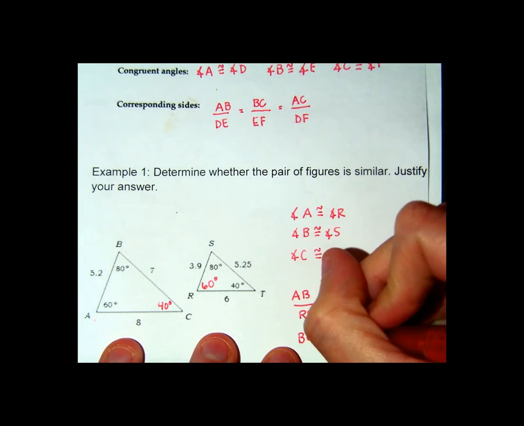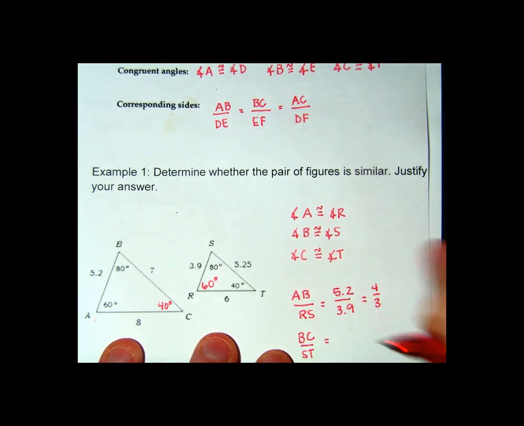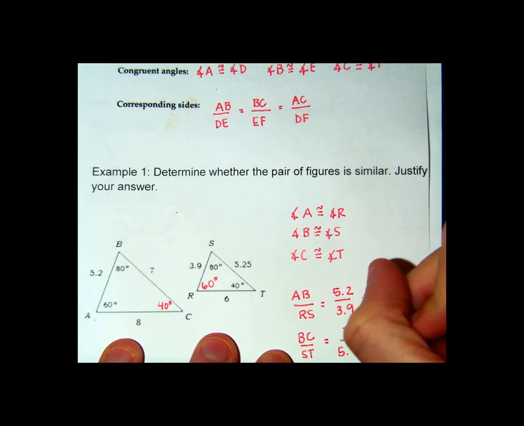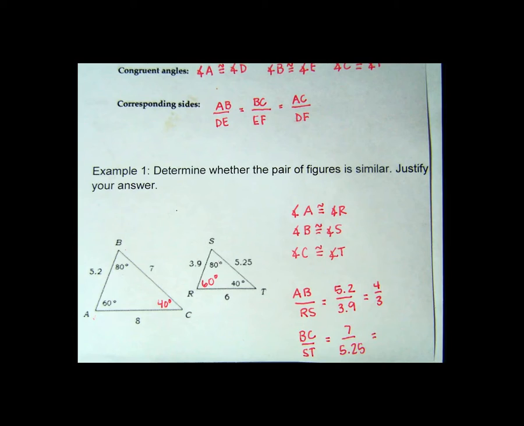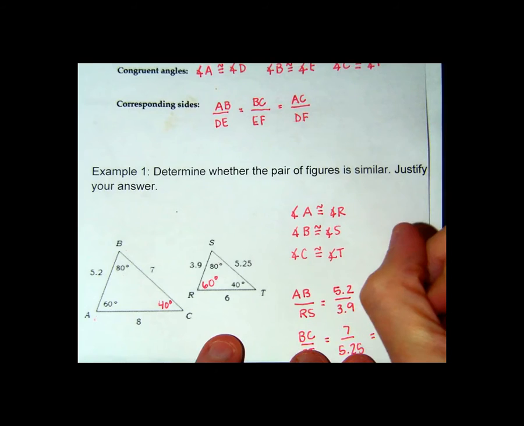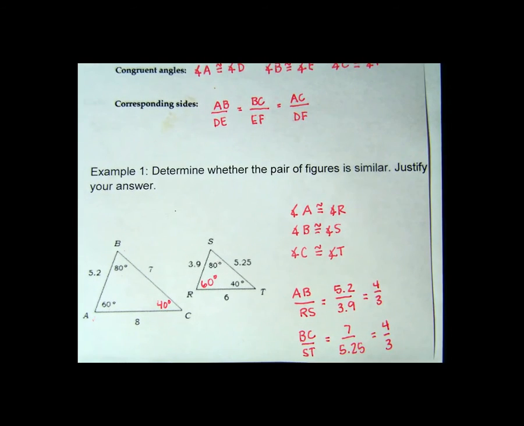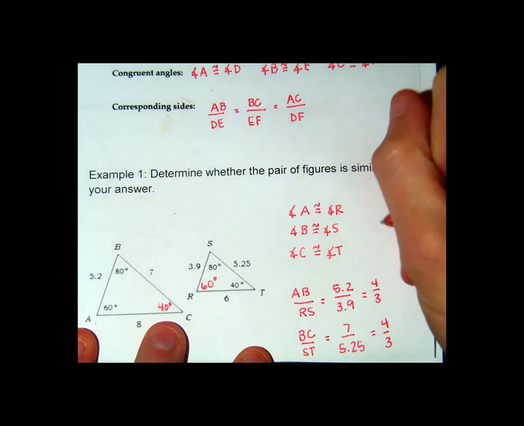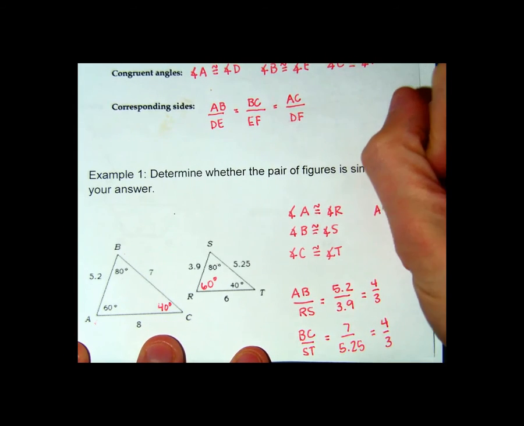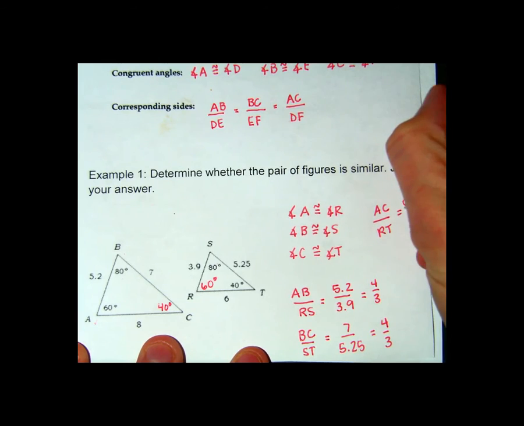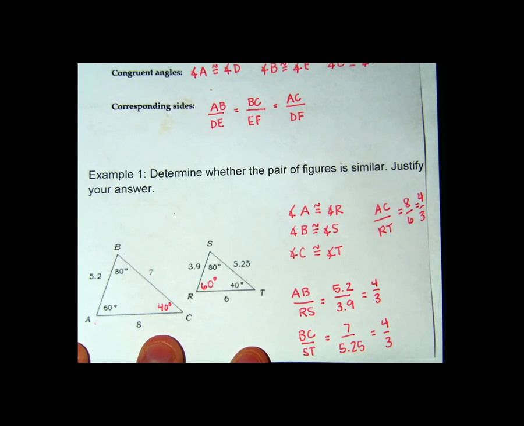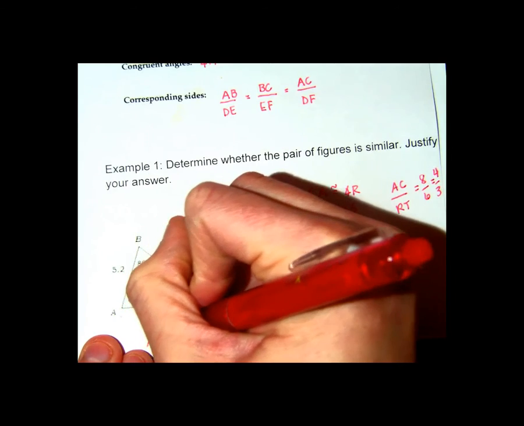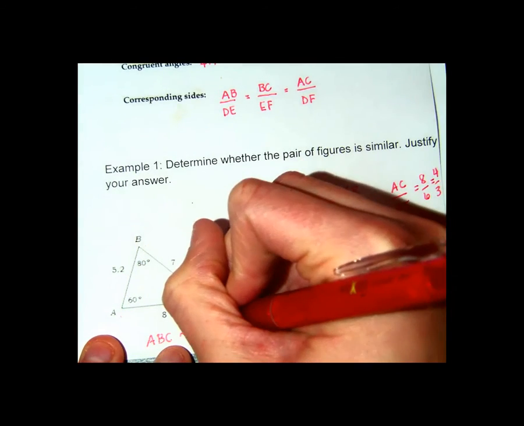BC over ST, 7 over 5.25. 7 divided by 5.25 is 4/3. That one works out. We need to check the last segment. AC over RT is 8 over 6. So like this one, it's easy to figure out. That is also 4/3. Since all of these are proportional and the angles are all congruent, we know that ABC is similar to RST.